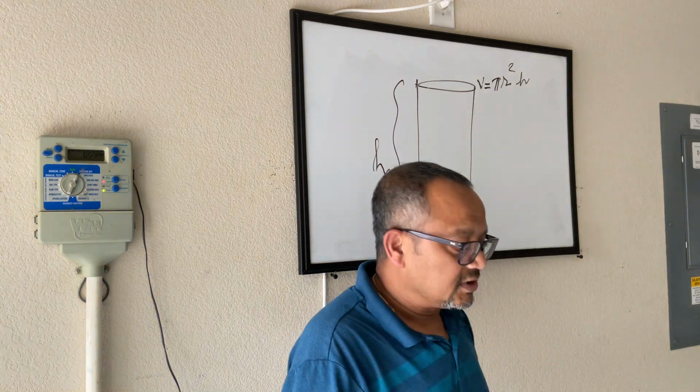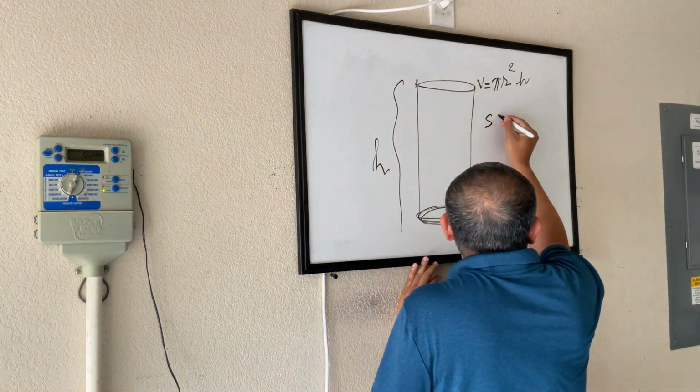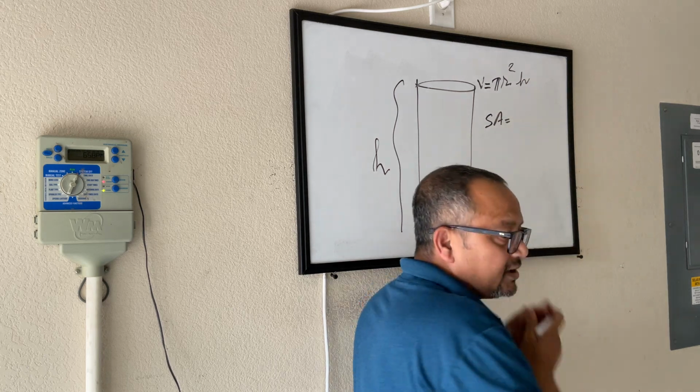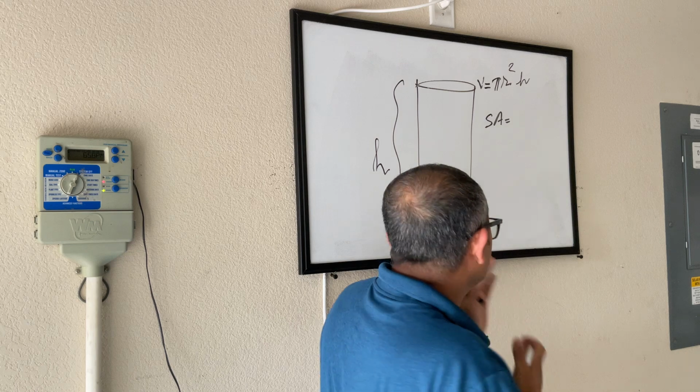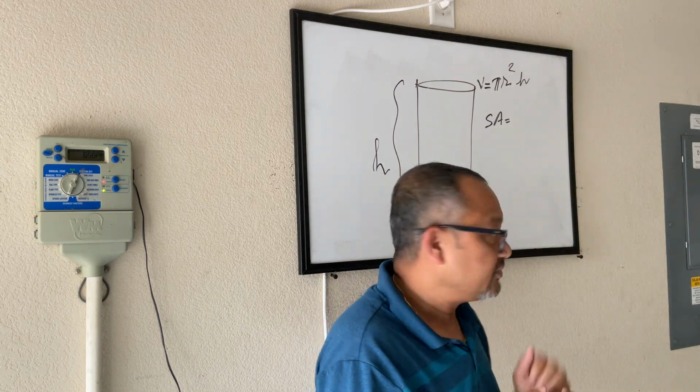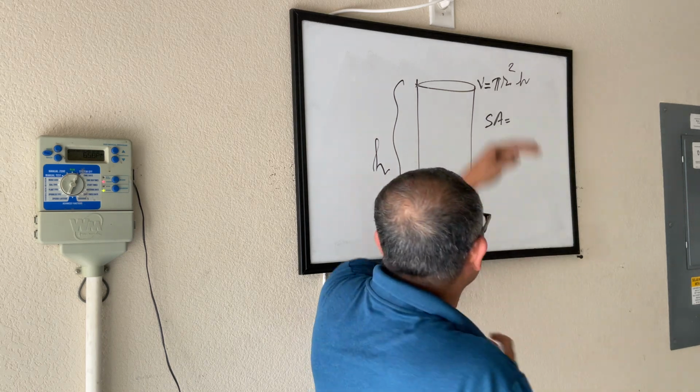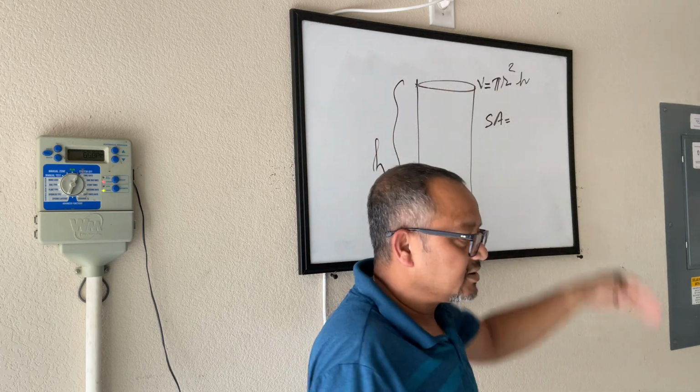So this is the volume. Now, if I say surface area, meaning I have a water tank, I want to color it completely. So I'm trying to find out the surface area of the water tank, which is a right cylinder. And I'm counting the top and bottom as well.